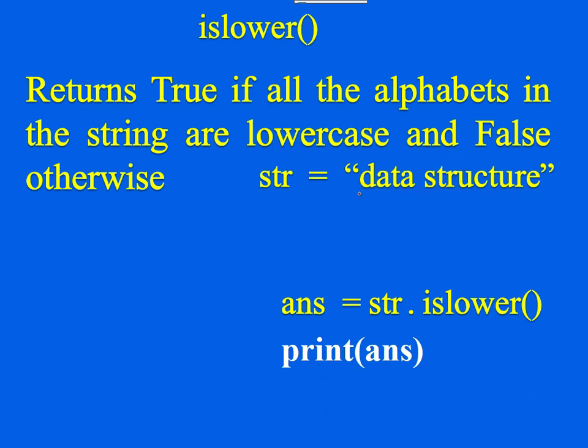Okay, so these are the alphabets present in the string, and all the alphabets are lowercase, small letters, so the function returns the answer true. It does not check whether any other character is there, so it does not check for the space character. Okay, so the answer returned is true. Please make a special note of this one. It checks for alphabets, and if all the alphabets are lowercase, it is happy, it returns the answer true, otherwise false.